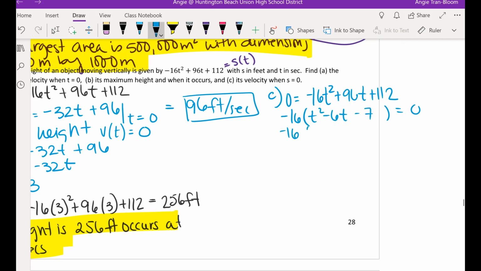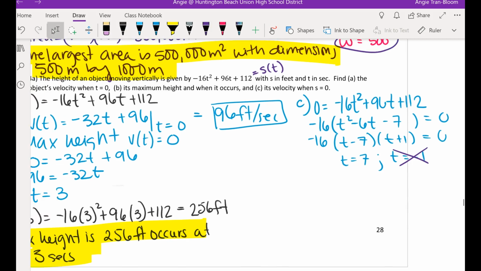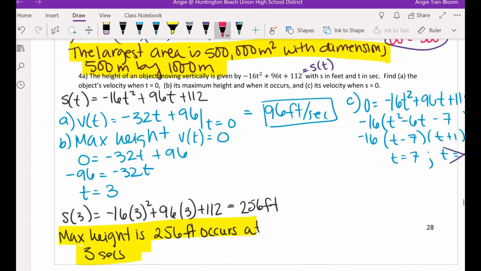Let's try to factor this out. The two factors would be t minus 7 and t plus 1 equals 0. So you have two solutions, t equals 7 and t equals negative 1. Obviously, negative time is not going to make sense in this application, so you would only use t equals 7. We have to plug it back into your velocity equation, which is over here.